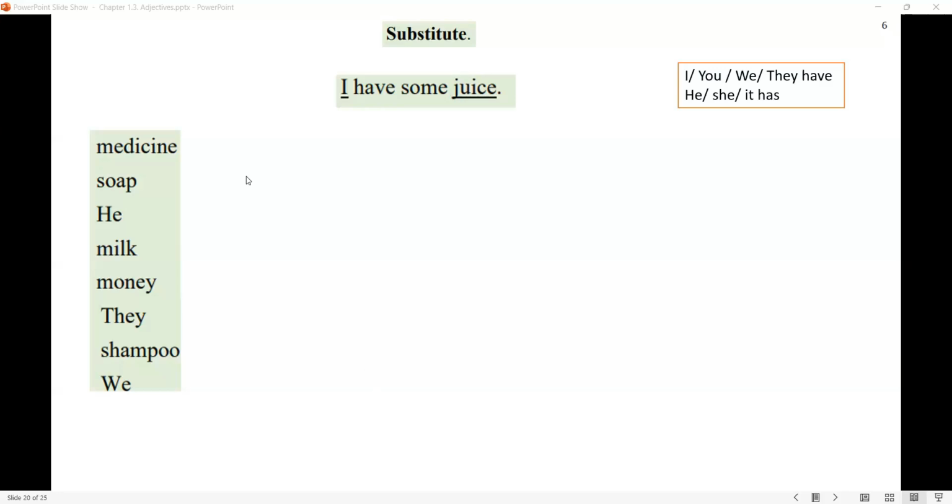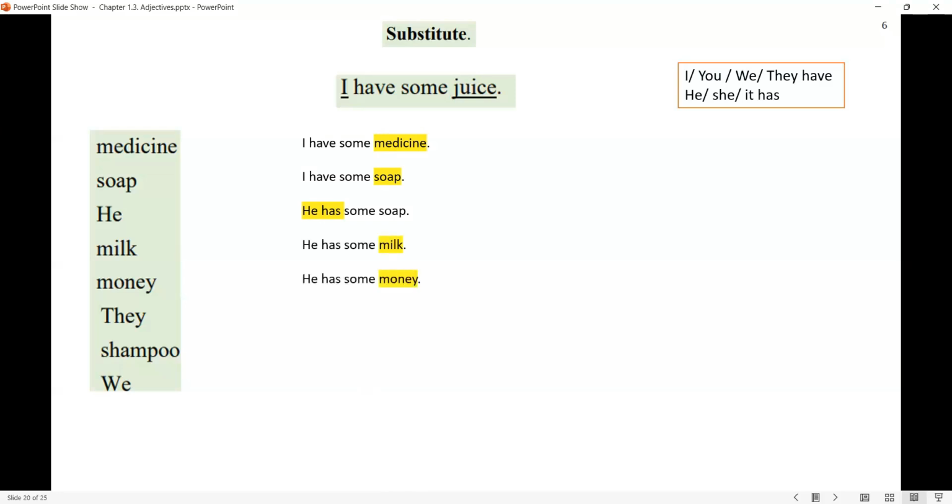Okay, medicine. I have some medicine. Soap. I have some soap. He has some soap. Milk. He has some milk. Money. He has some money. They have some money. Shampoo. They have some shampoo.